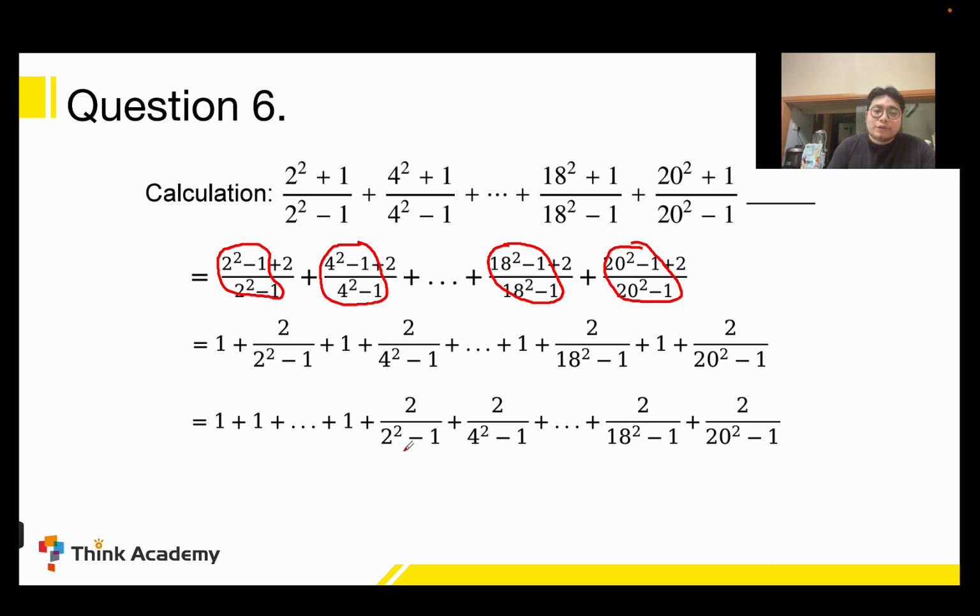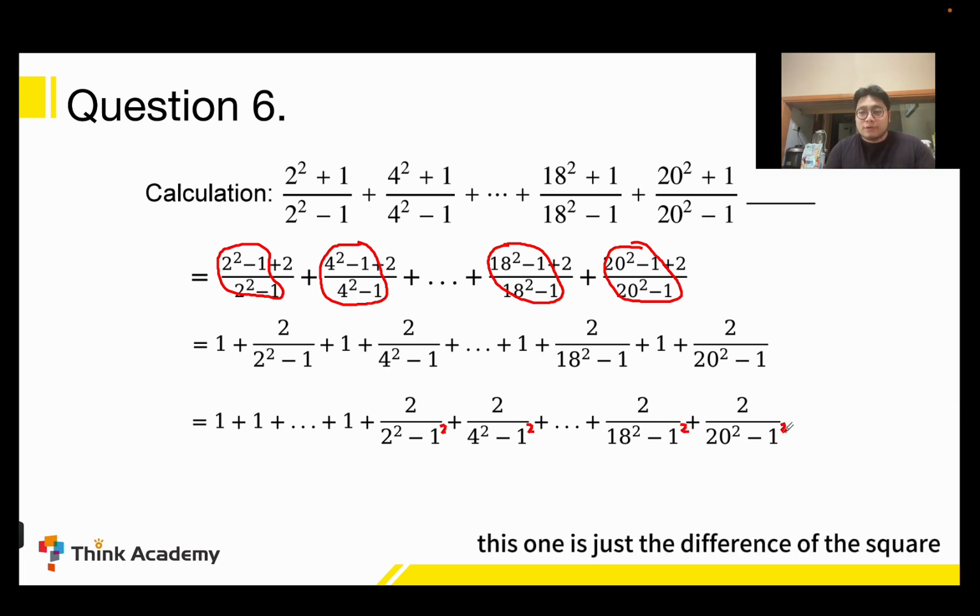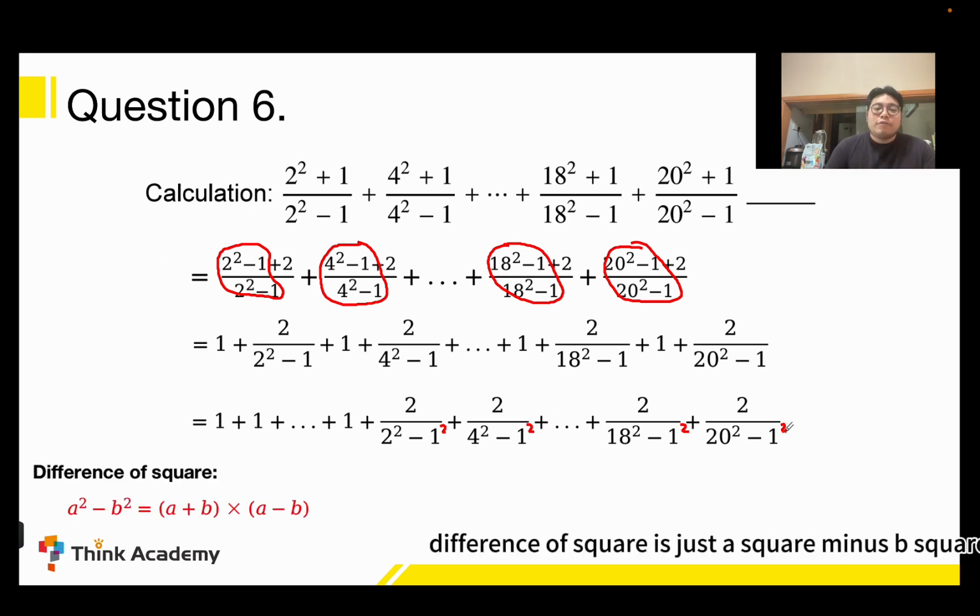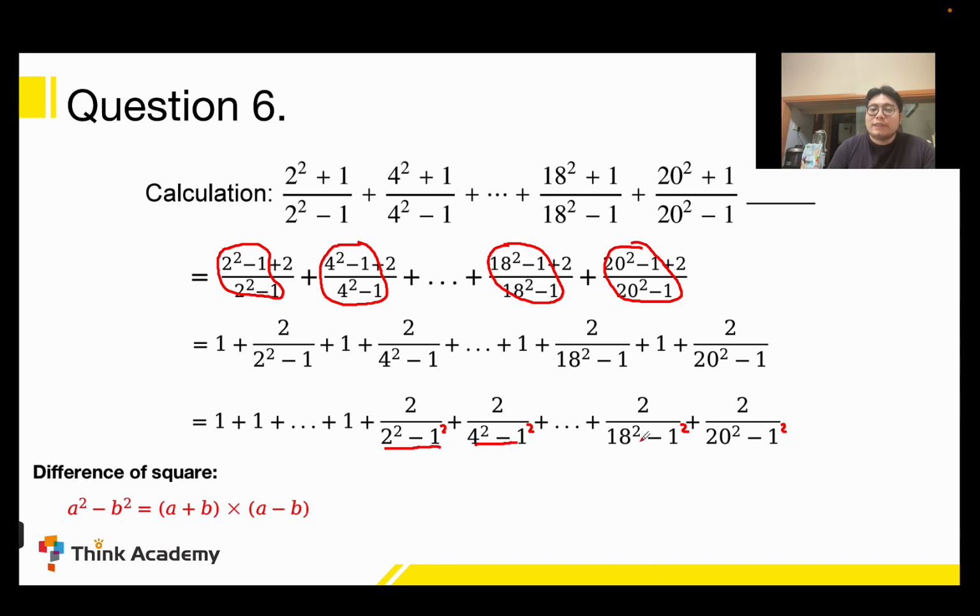So you see 2 squared minus 1, 4 squared minus 1, 18 squared minus 1, 20 squared minus 1. Okay, 1 is just 1 square. Then you find out this one is just the difference of squares. So do you still remember the formula? Yeah, the difference of squares is a squared minus b squared equals a plus b times a minus b. So we can rewrite all the denominator part in this form.